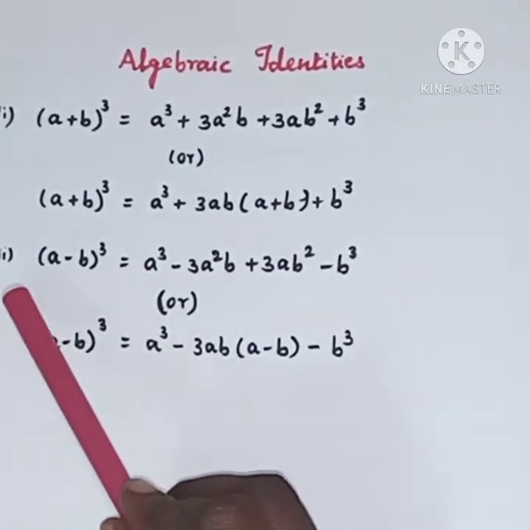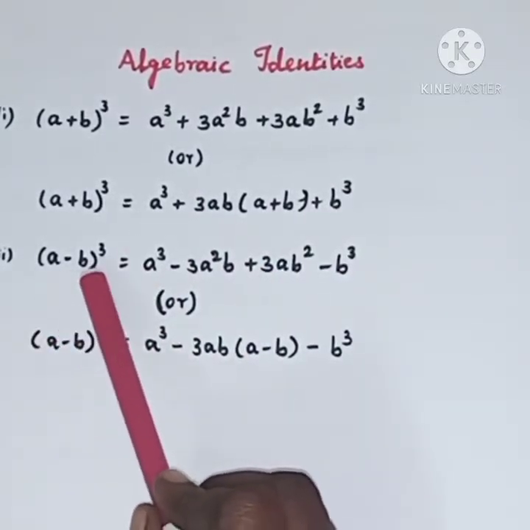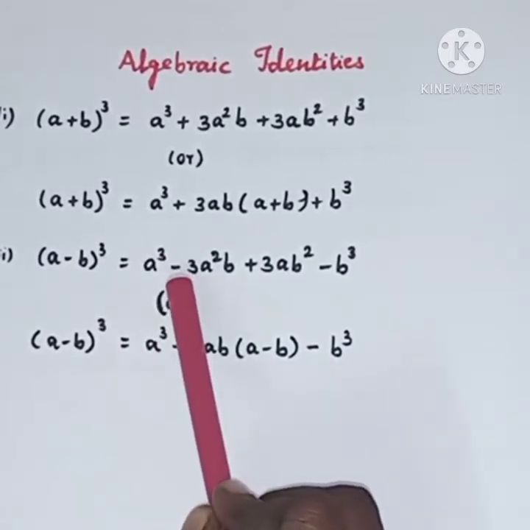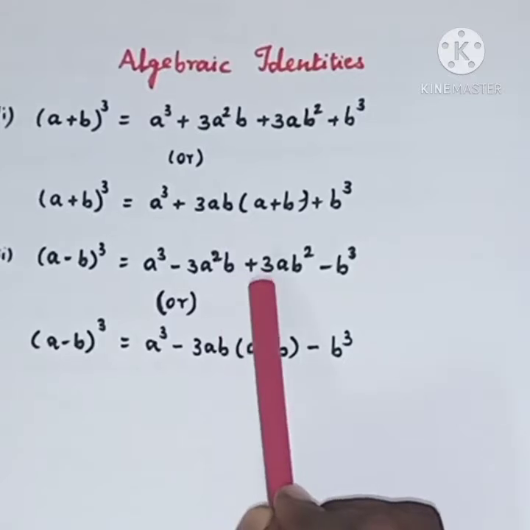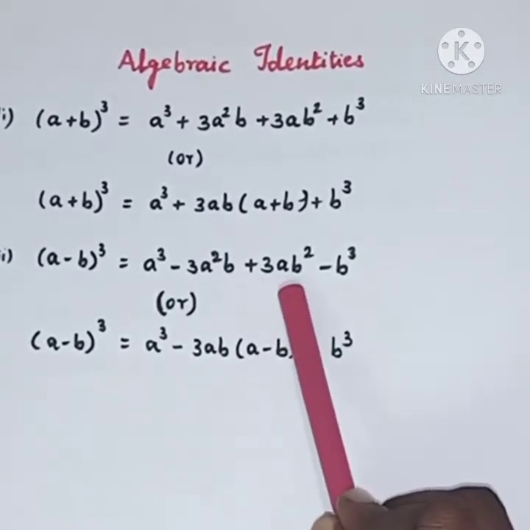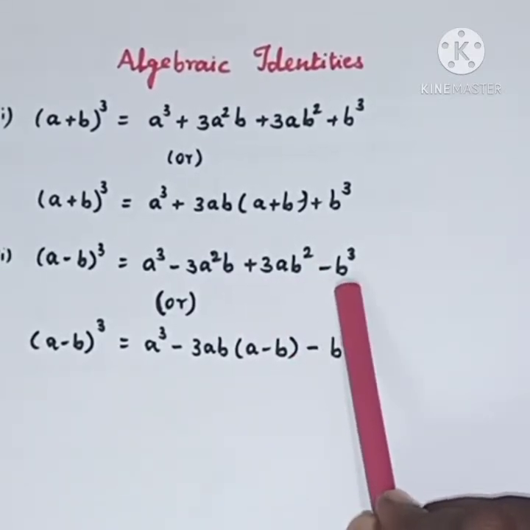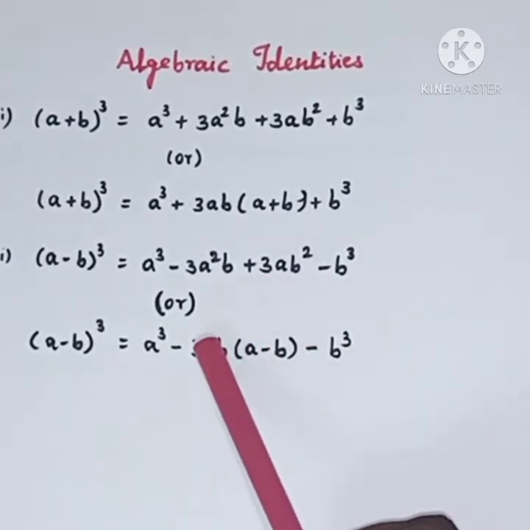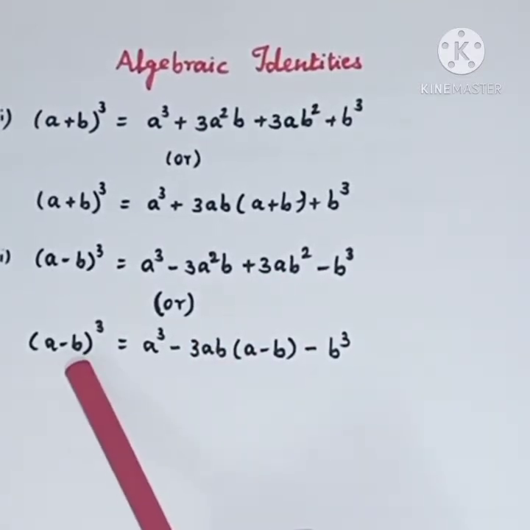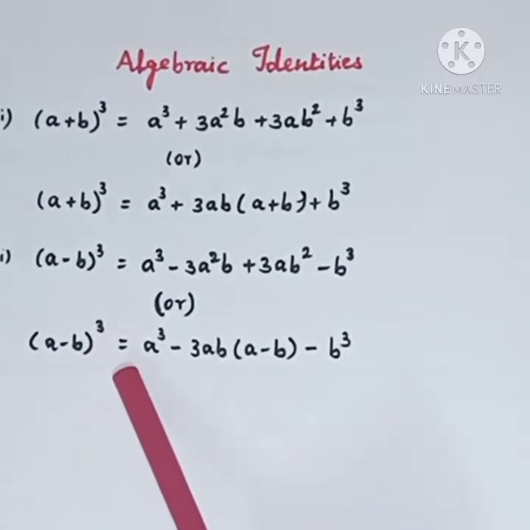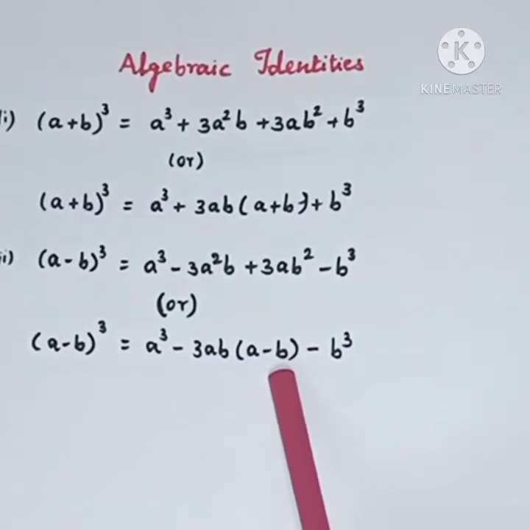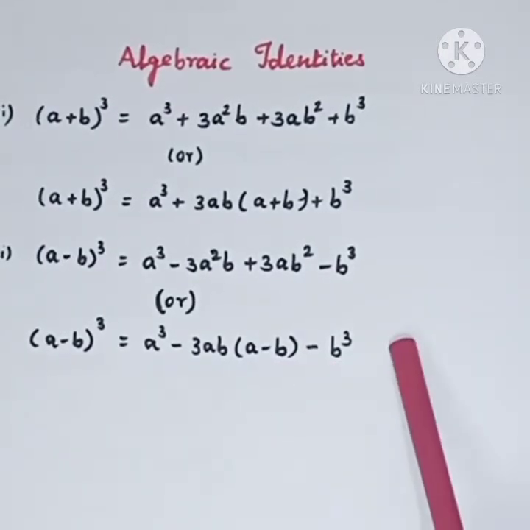The second identity is (a minus b) the whole cube is equal to a cube minus 3a square b plus 3ab square minus b cube. The same identity can be written in this way also. (a minus b) the whole cube is equal to a cube minus 3ab into (a minus b) minus b cube.